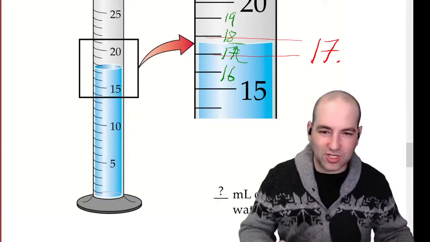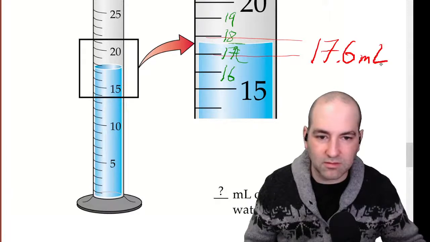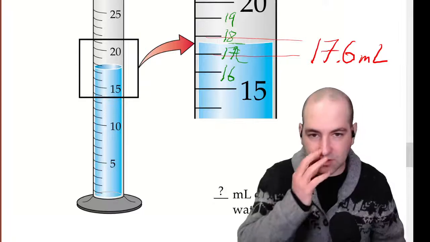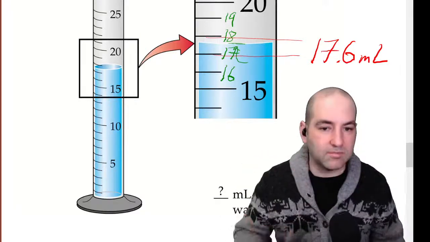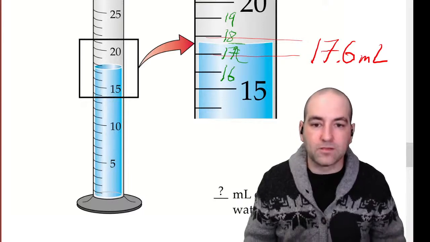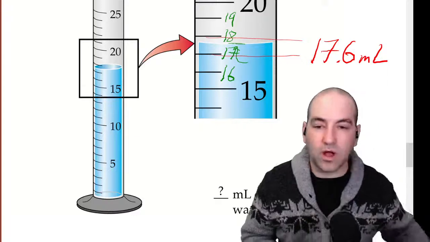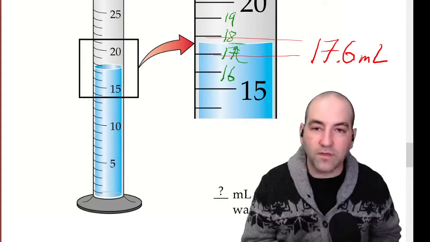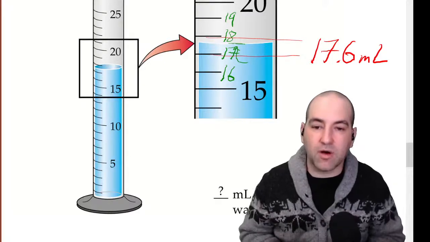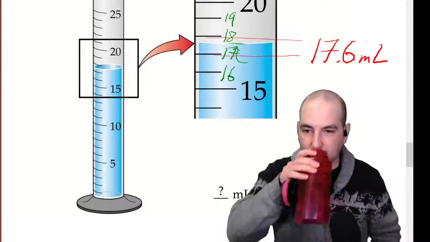I'm going to say it's just above halfway. So I'm going to call that 17.6. If you said it was halfway and you said it was 17.5 or you said it was 17.7, that's fine. Remember, that's an estimated digit. So 17.6, that's our measurement. Notice for all of these, we always have one digit past what the little markings on the instrument tell us. So in this case, we had a mark every milliliter. So we went one digit past that.